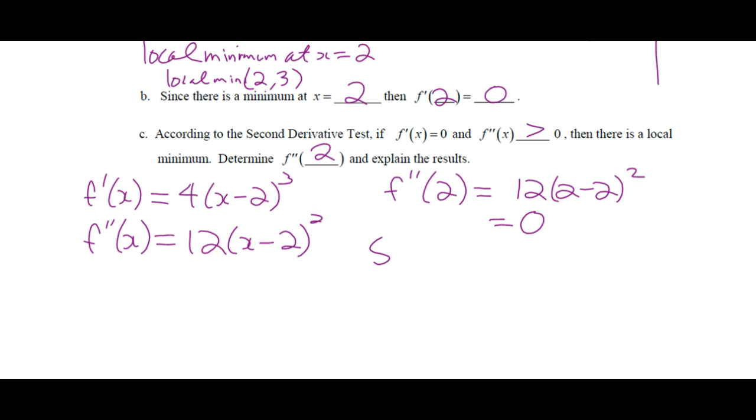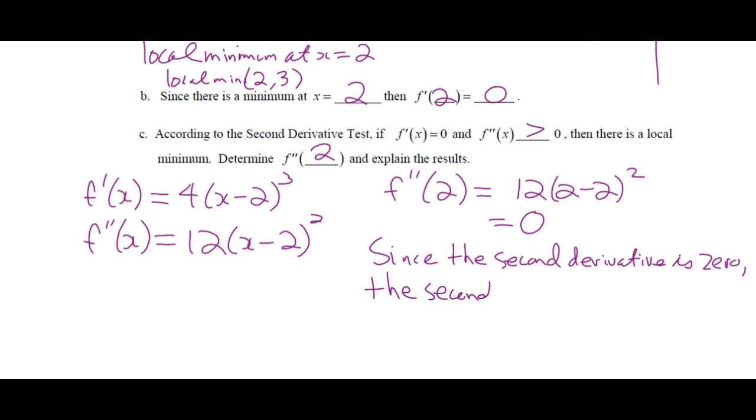Okay, so since the second derivative is 0, the second derivative test is inconclusive. I think that's got to be the word of the day, inconclusive. You can't conclusively say that.